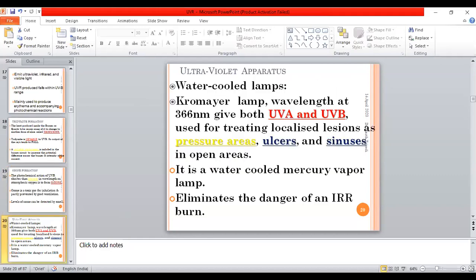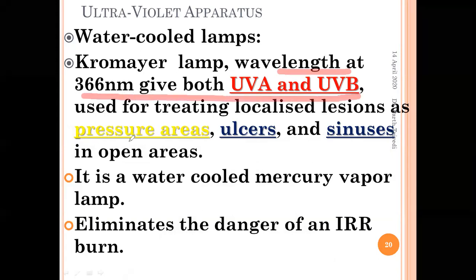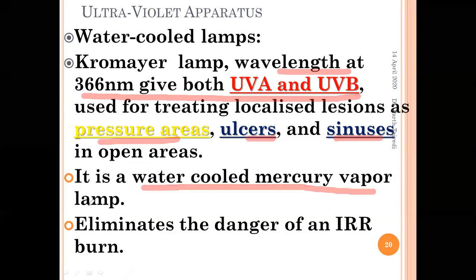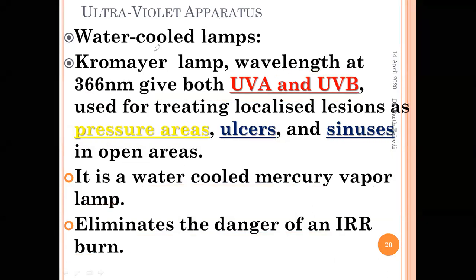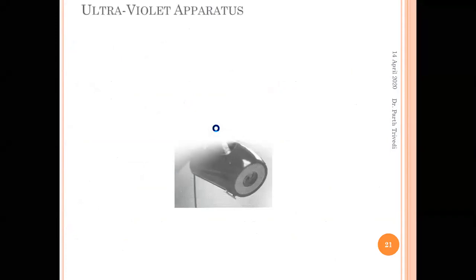Yes. So these are water cooled lamps. Chromium lamps are also known as water cooled lamps. They emit at a wavelength of around 366 nanometers, both UV and UVB, used for pressure areas, ulcers and sinuses. It is a water cooled mercury vapor lamp and it eliminates the danger of IRR burn. So this is what we have discussed previously also. Clear about this?